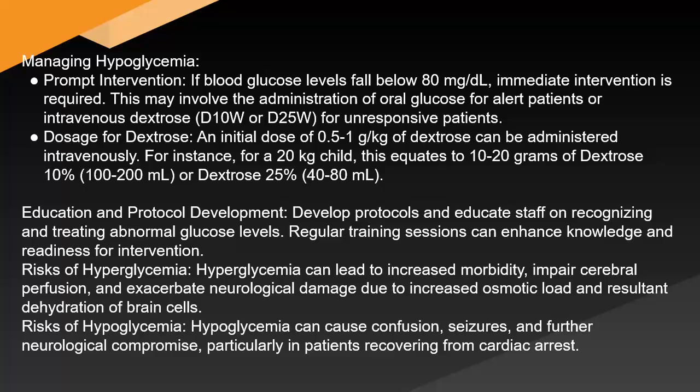Risks of hyperglycemia. Hyperglycemia can lead to increased morbidity, impair cerebral perfusion, and exacerbate neurological damage due to increased osmotic load and resultant dehydration of brain cells. Risks of hypoglycemia. Hypoglycemia can cause confusion, seizures, and further neurological compromise, particularly in patients recovering from cardiac arrest.